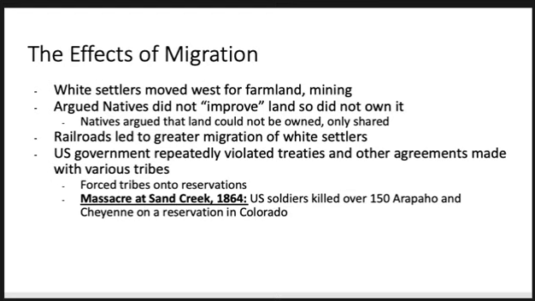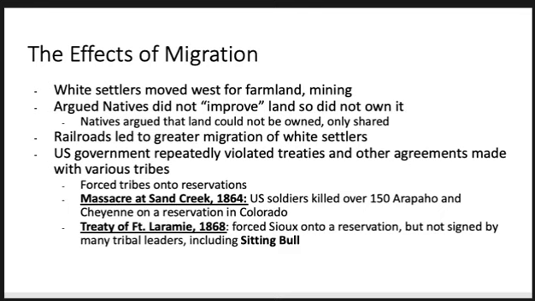And then there are other moments where the U.S. government violated treaties and agreements. For instance, right here in Colorado, there was a massacre at a place called Sand Creek in 1864, where U.S. soldiers killed over 150 Arapaho and Cheyenne on a reservation in Colorado. This was after telling them that they could stay there and would not be attacked.